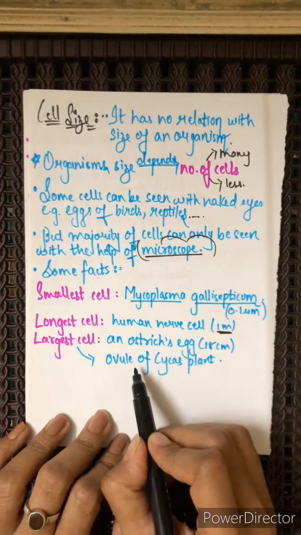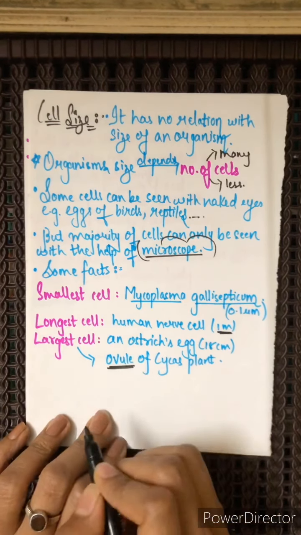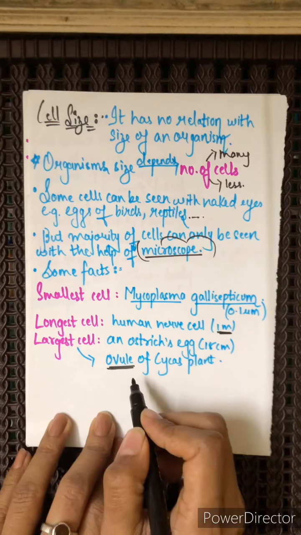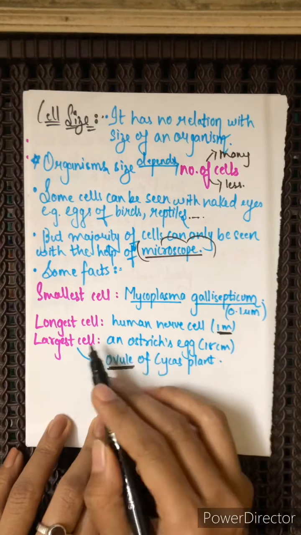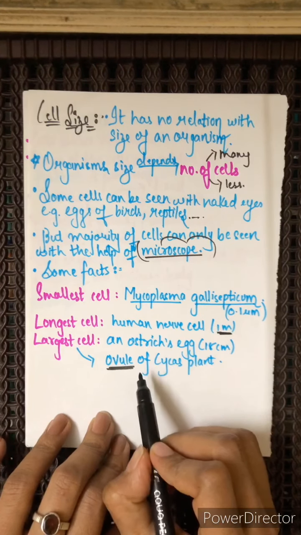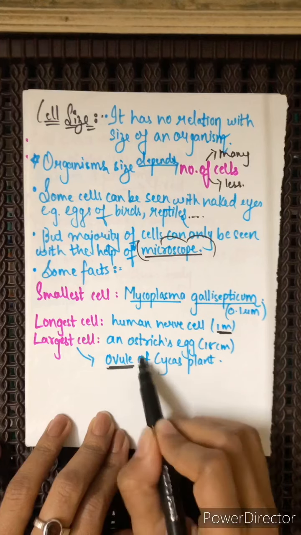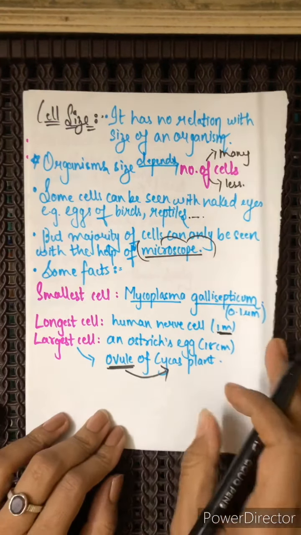If we talk of the largest cell of the plant, that is the egg, the ovule of the cycas plant. Yes, so the largest cell in animals is the ostrich egg, and talking about the plants, the largest cell is the ovule of what? Of the cycas plant. Which plant? That is the cycas plant.